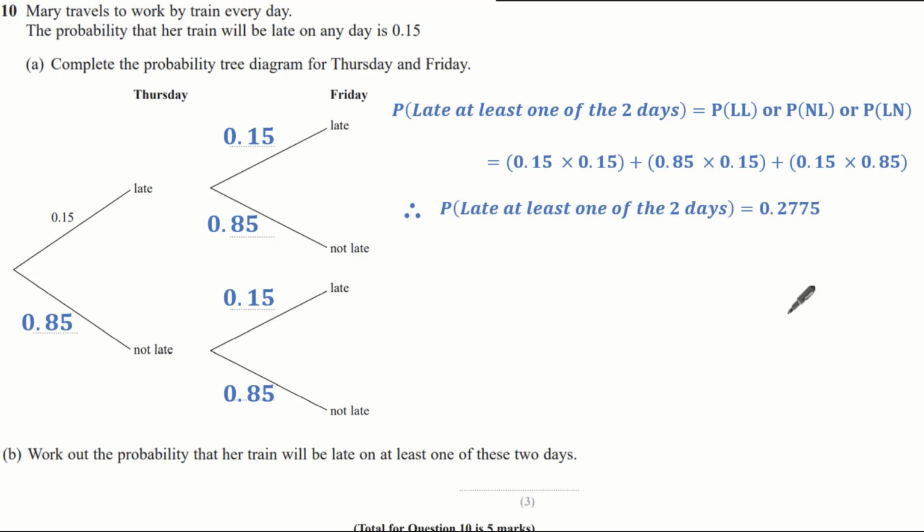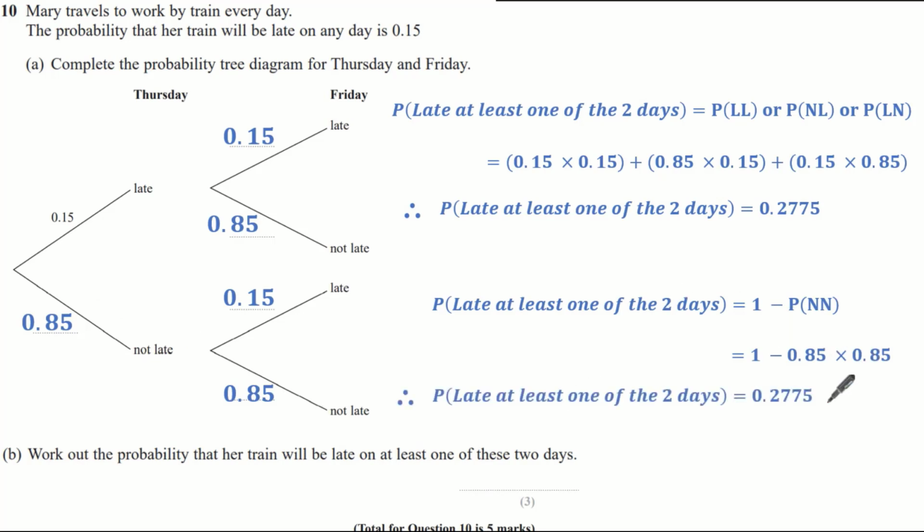Now there is an alternative way for you to work this out, which is a little bit quicker. Now the probability of her being late on at least one of these 2 days means it's 1 subtract the probability of her being not late on both days, because these are mutually exclusive events. So, the probability of not being late and not being late is 0.85 times our 0.85. 1 subtract that confirms the probability is 0.2775. So remember, in maths there's usually more than one way to get a solution. But what is important is that you show the correct working out.